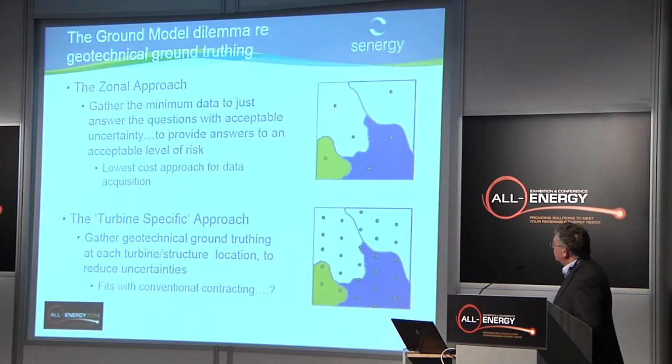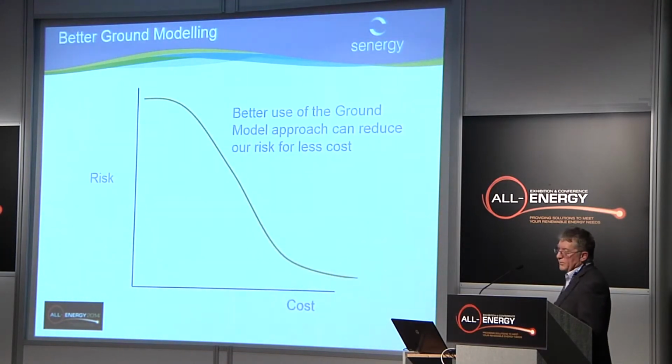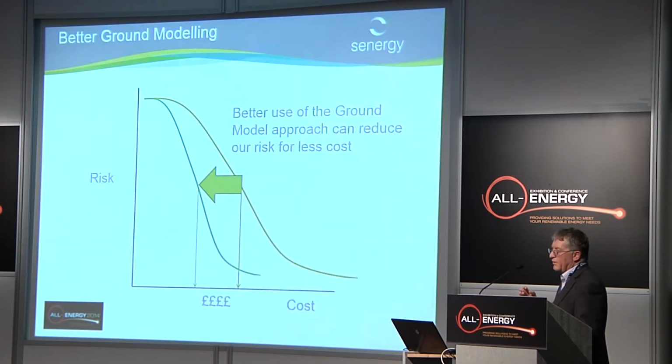So here we show the zonal approach, just what you need to calibrate your data set, versus acquiring a borehole on every turbine location, which is probably overkill. Now, the issue here is it fits with conventional contracting. Some contractors will say, I need a borehole at my site. And this is where we need to think about how we're doing our contracting work. So if we do all this better kind of ground modeling, we will get to the stage where we're reducing the cost to reduce that risk to the acceptable level. We'll have spent less money.